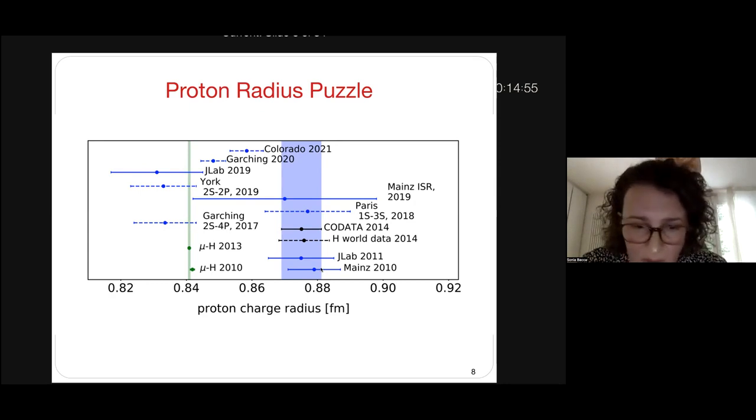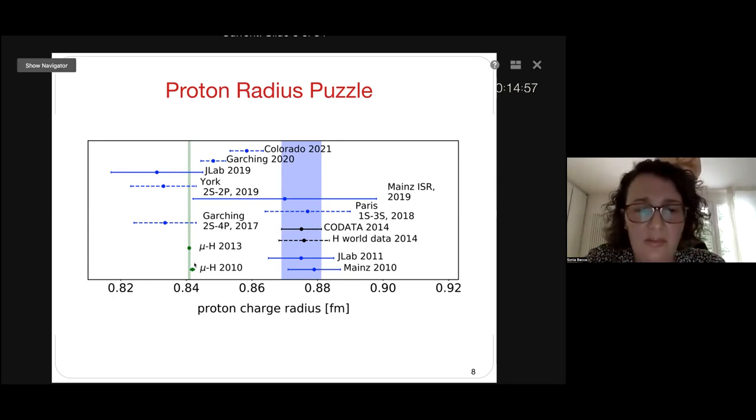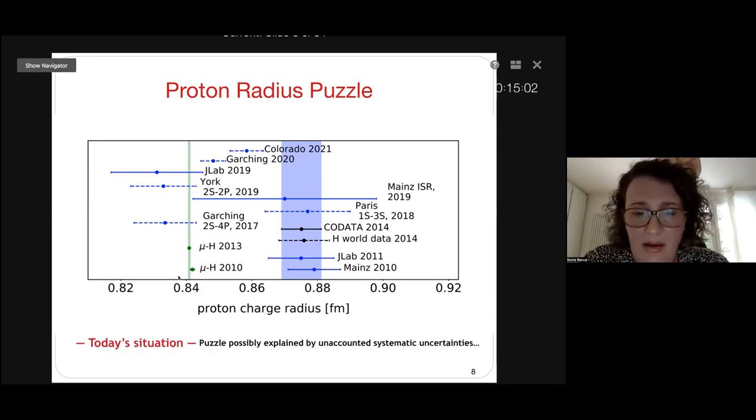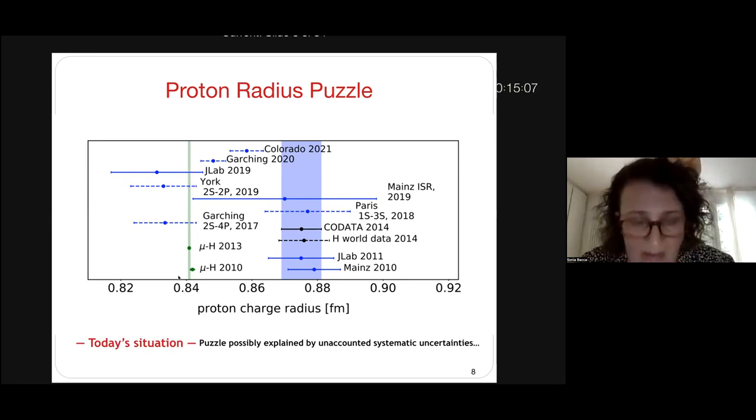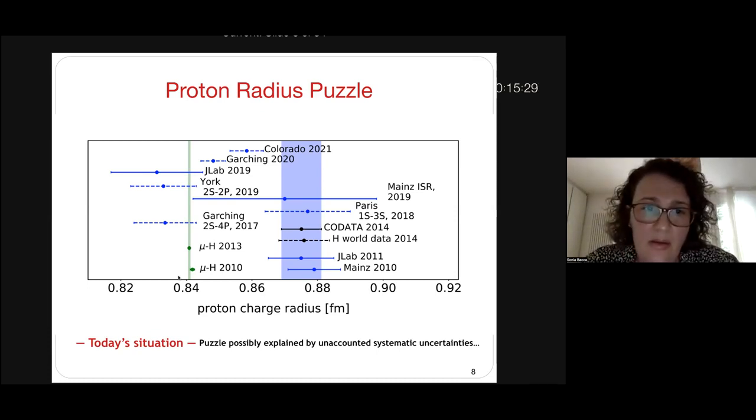So I think the community now agrees that the muonic atom measurement is correct. And whether you want to call this a full solution of the proton radius puzzle or not is a bit a matter of taste. But what seems clear is that at this point, it's not really that there is beyond standard model physics. Most likely all of this can be explained in a bit of a boring way by some unaccounted systematic uncertainties.